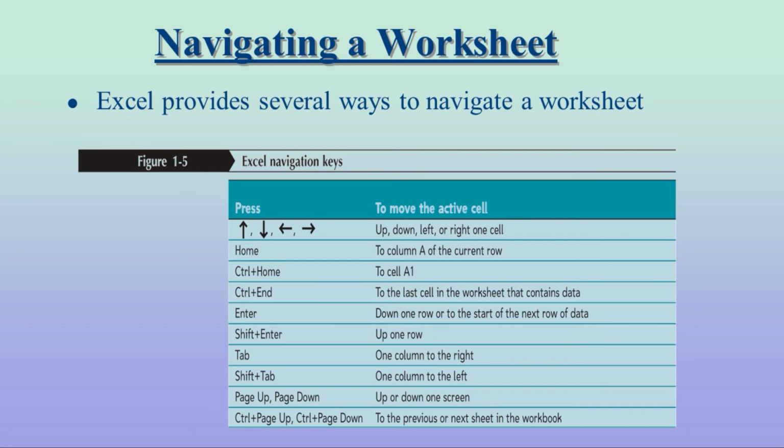If you press Enter, you move down a row or to the start of the next row of data. If you press Shift Enter, up one row. And if you press Tab, you move the active cell one column to the right. If you press Shift Tab, one column to the left. If you press Page Up or Page Down, you move up or down one screen. And the next one, if you press Control Page Up or Control Page Down, then you move to the previous or next sheet in the workbook.